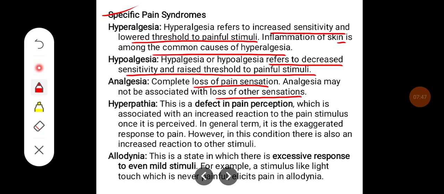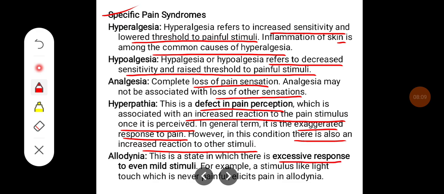Analgesia may not be associated with loss of other sensation. Hyperpathia is a defect in pain perception which is associated with an increased reaction to the pain stimulus once it is perceived. In general terms, it is the exaggerated response to pain. However, in this condition, there is also increased reaction to other stimuli. Allodynia is a state in which there is excessive response to even mild stimuli. For example, a stimulus like light touch, which can never be painful, elicits pain. It is called allodynia.